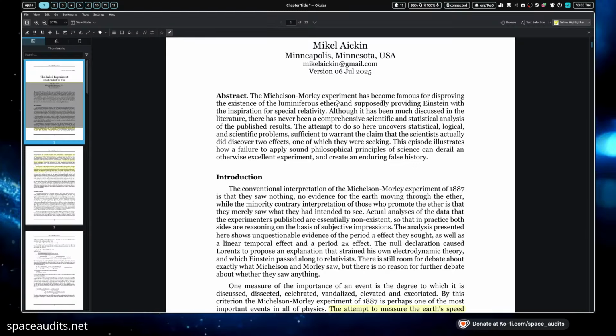So the abstract: the Michelson-Morley experiment has become famous for disproving the existence of the luminiferous ether, and supposedly providing Einstein with the inspiration for special relativity. Although it has been much discussed in the literature, there has never been a comprehensive scientific and statistical analysis published of the results. The attempt to do so here uncovers statistical, logical, and scientific problems sufficient to warrant the claim that the scientists actually did discover two effects, one of which was the effect that they were seeking. This episode illustrates how a failure to apply sound philosophical principles of science can derail an otherwise excellent experiment. Indubitably. Emphasis on the philosophy of science.